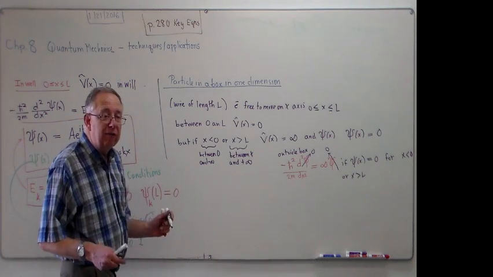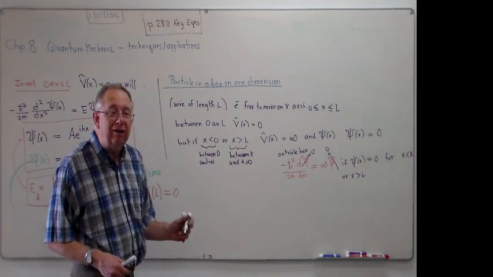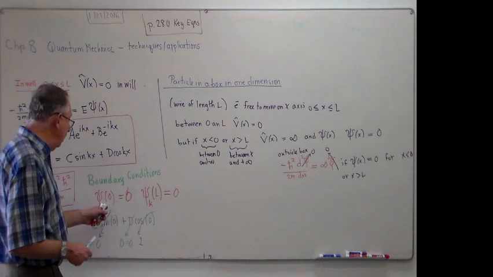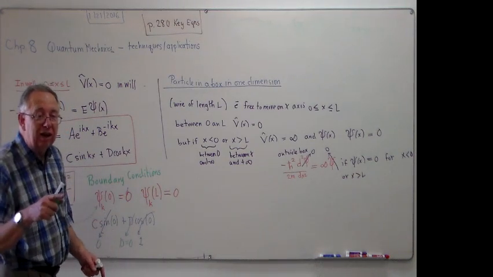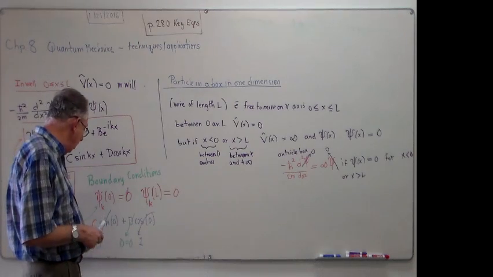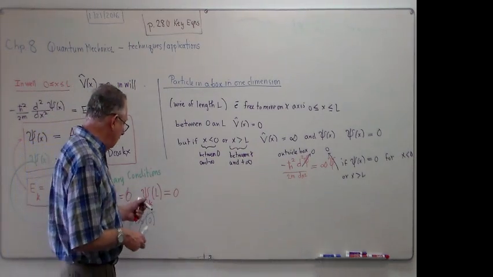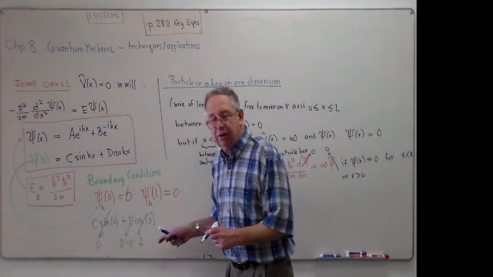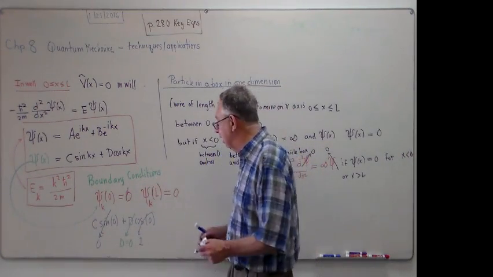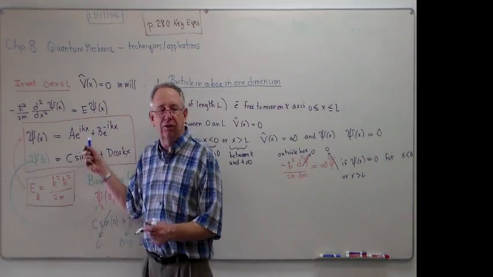You can't have the cosines. At the 0 boundary, it says no cosines, because the wave function doesn't go to 0. The sine's fine. Okay, now we go to the L value. So we threw out all the cosines, and we can do a similar thing with this function up here.